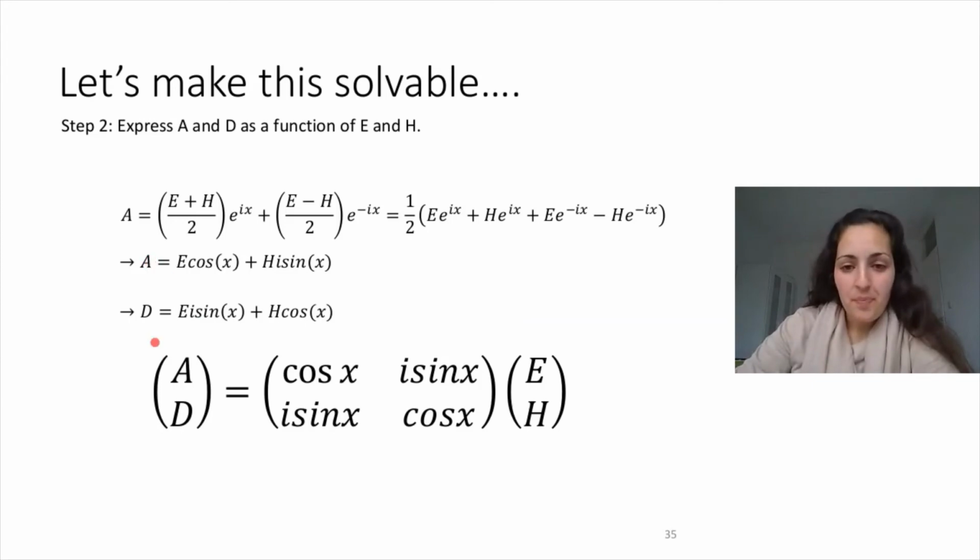And now the nice thing is we can write this in matrix form, where we have this vector AD and this vector EH, and we can use this matrix here to reproduce exactly this equation system that we derived. So if you look at multiplying in this matrix, for A you would receive A equals cosine x times E plus i sine x times H. That's exactly what we had here. And D equals i sine x times E plus cosine x times H, which is exactly the bottom part of this equation. So that's how we arrive at this matrix form for the equation.